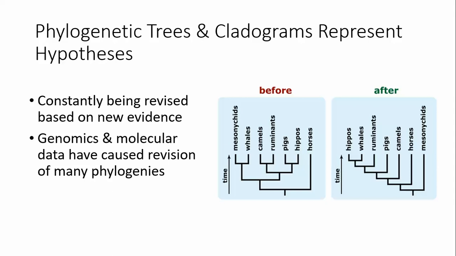So here's one example of that. Pay attention to where whales are on this. So whales are mammals. Whales are descended from terrestrial mammals, meaning their ancestors used to live on land.